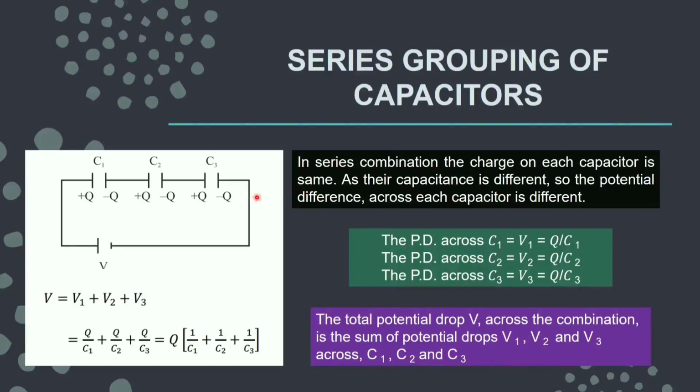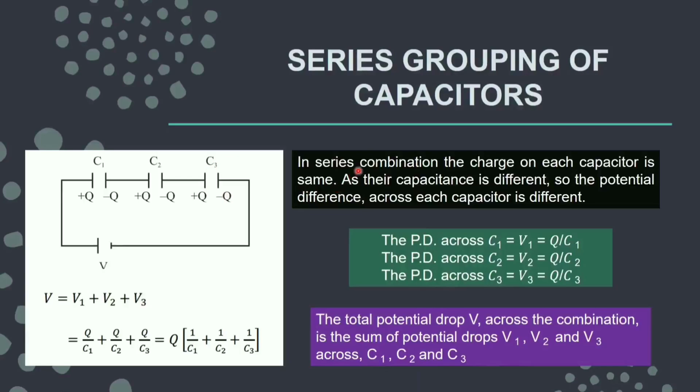Now the charge is the same on all the capacitors, but the capacitances are different. So the potentials on these three capacitors will be different. Let me suppose the potentials on the capacitors are V1, V2 and V3. That is, the potential difference across the first capacitor C1 is V1, across the second capacitor it is V2, and across the third capacitor it is V3.